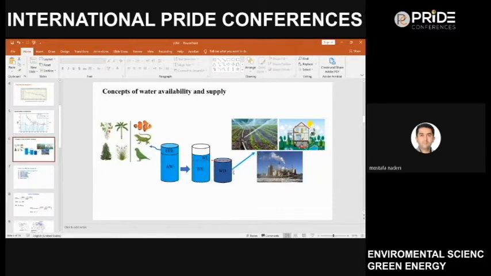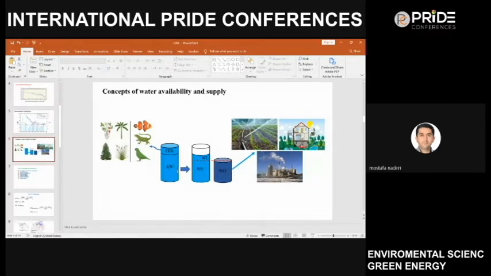Okay, so this picture shows the water use in different sectors, for example, agricultural, municipal, or industry. The net volume of water that a sector requires to produce goods and provide services is referred to as water demand.